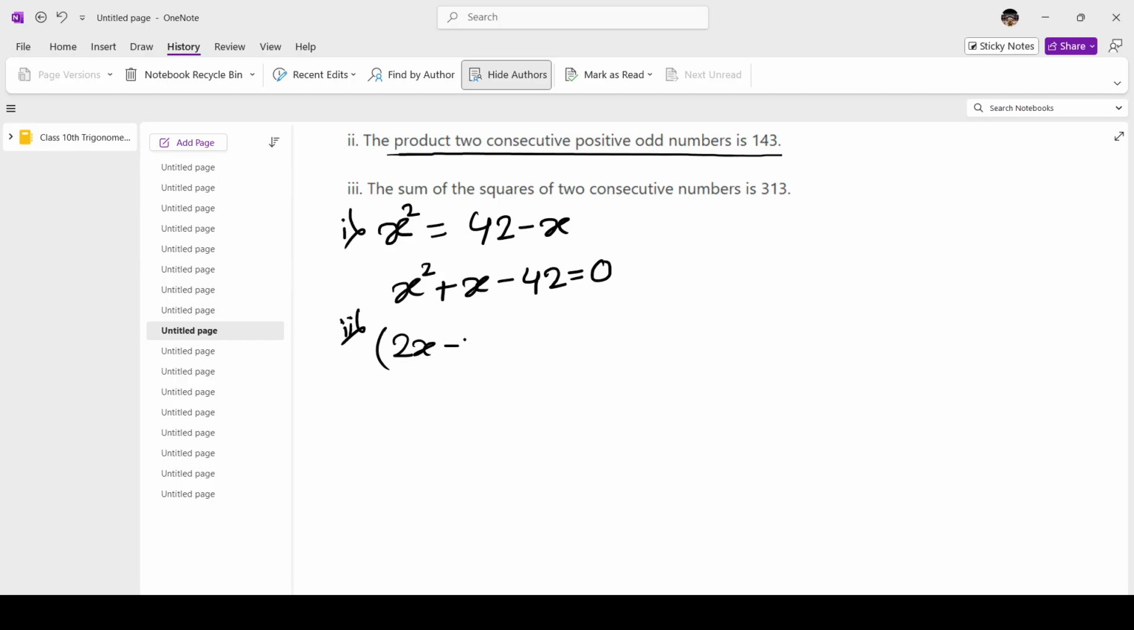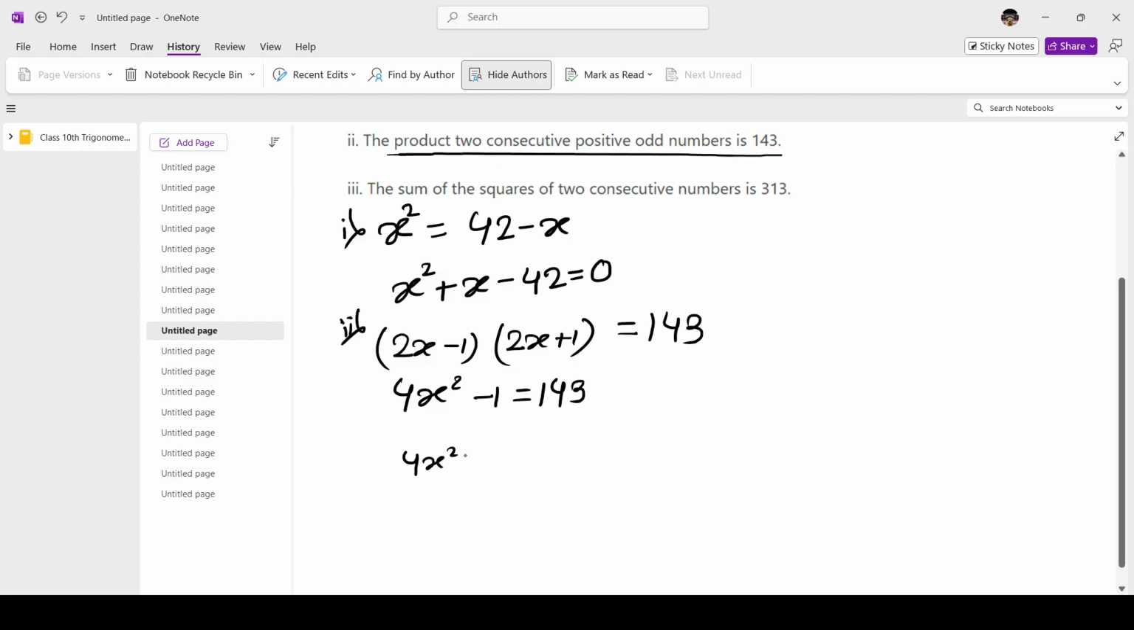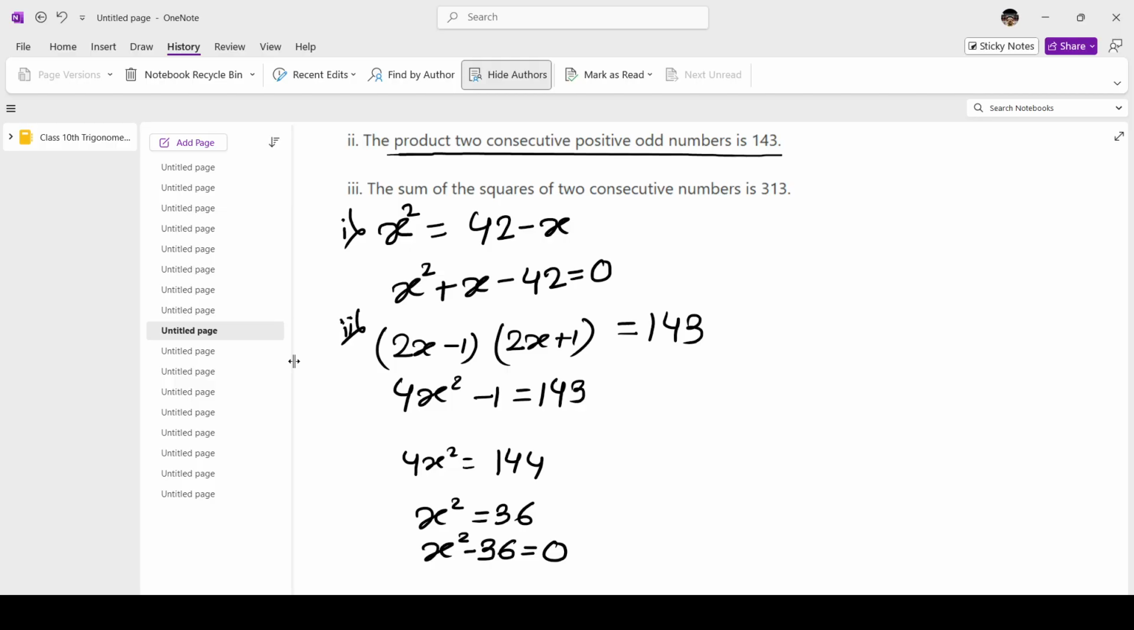First is 2x minus 1, the second is 2x plus 1. The product of these two will give our 143. If you solve it, this will become 4x squared minus 1 is equal to 143. So 4x squared will be 144. X squared is equal to 36. So x squared minus 36 is equal to 0.